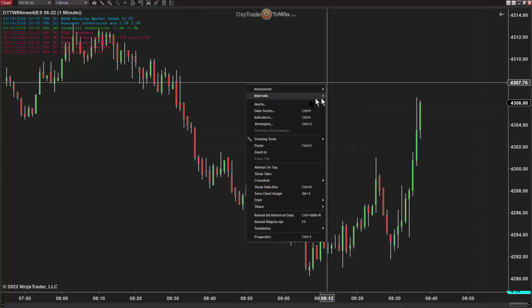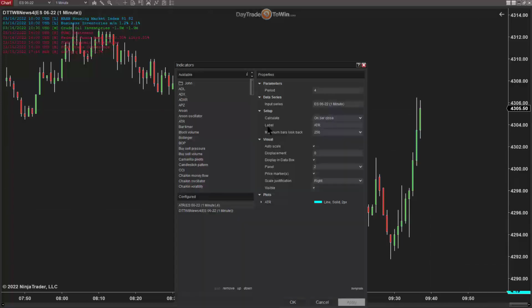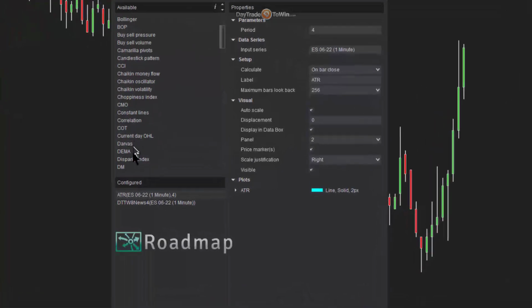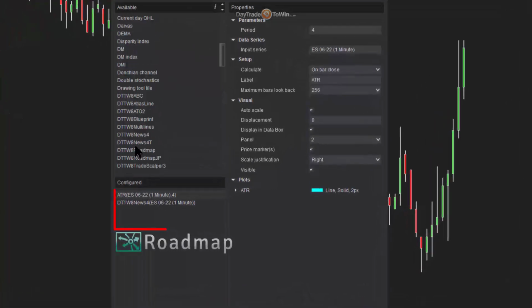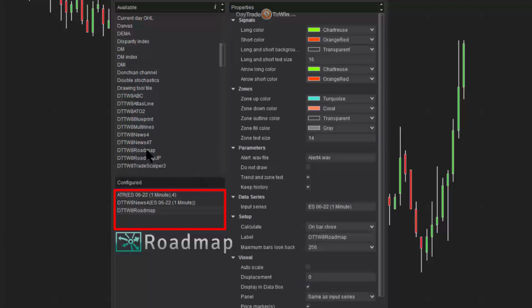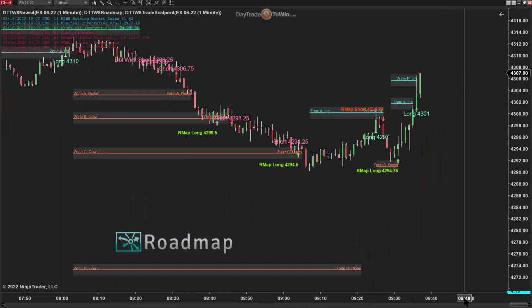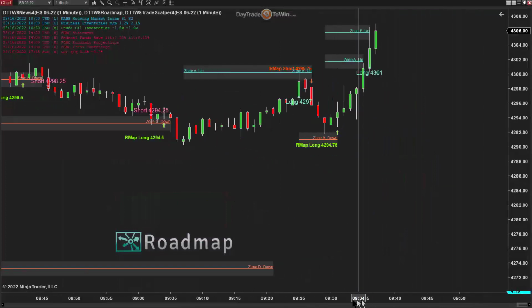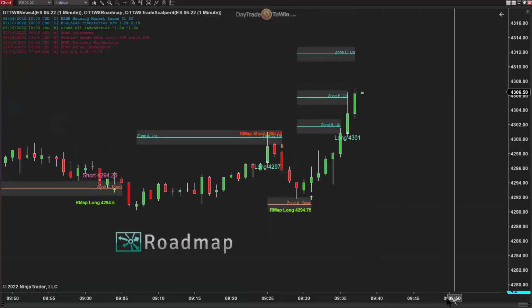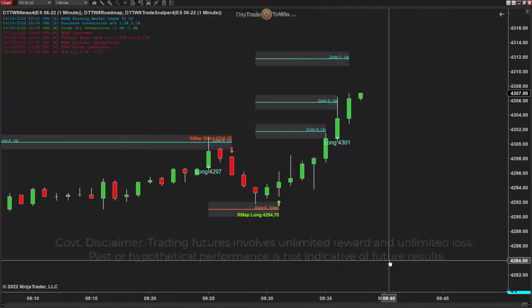I'm going to show you the roadmap software, which I think is very unique and is needed in these times of trading when the market is flip-flopping, counter-trend trading, and also with high volatility. So here is the roadmap, and I've also included the Trade Scalper signals on here.